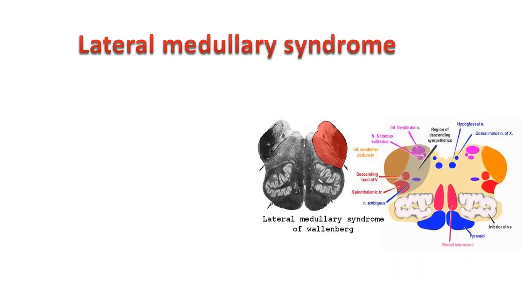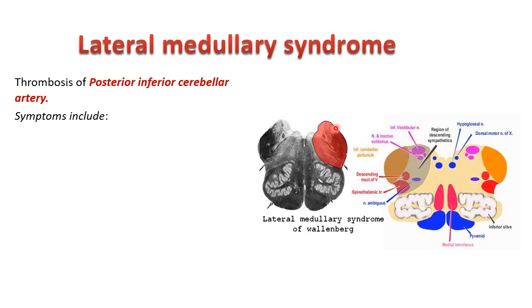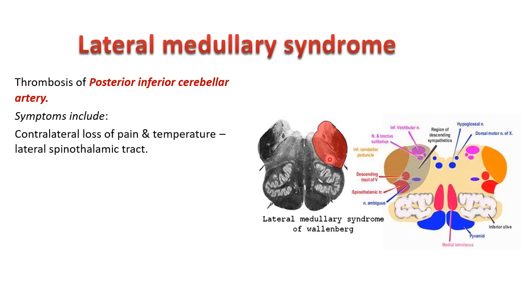Coming to clinical aspects, two vascular syndromes. One is the lateral medullary syndrome of Wallenberg. When your PICA, the posterior inferior cerebellar artery, is thrombosed or blocked, then all these areas will get affected. So what will be the symptoms? Contralateral loss of pain and temperature because of the lateral spinothalamic tract. So the lateral spinothalamic tract fibers are affected. They are present here, anterior to the inferior cerebellar peduncle.